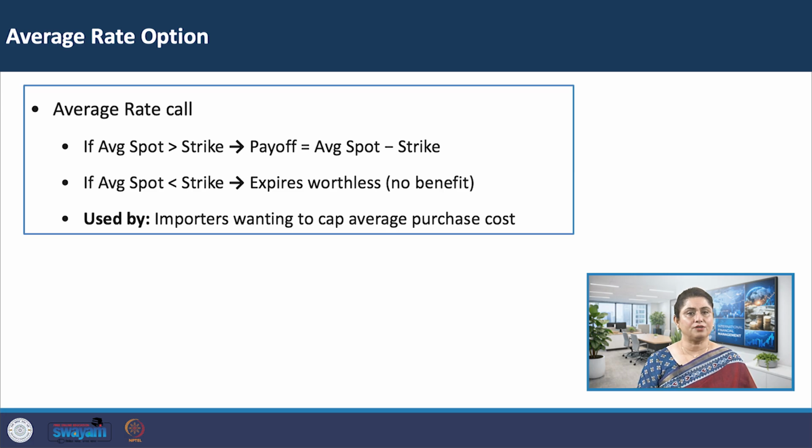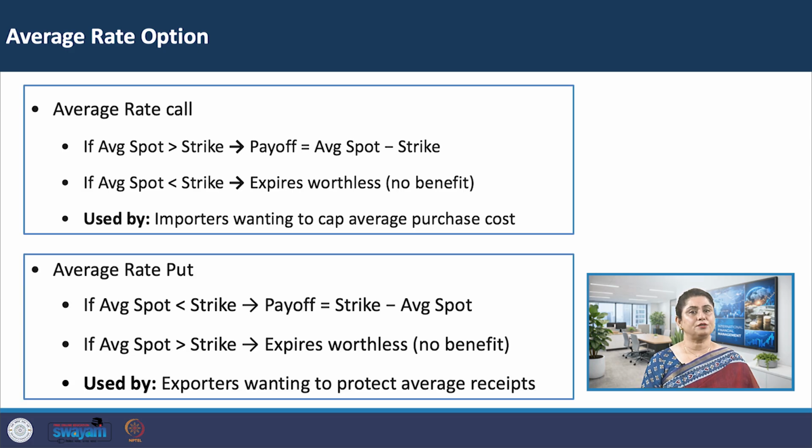In an average rate call option, if the average of daily spot rates is lower than the strike price, the option expires without value because there is no benefit in exercising. If the average daily spot rate is higher than the strike price, the option holder receives a payoff equal to the difference between the average rate and the strike price.